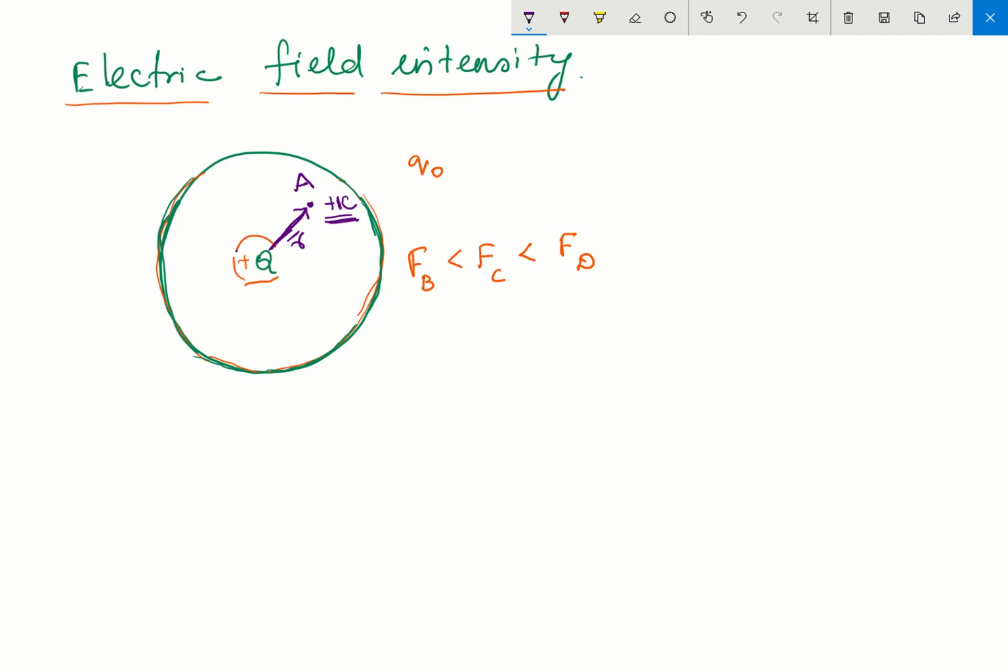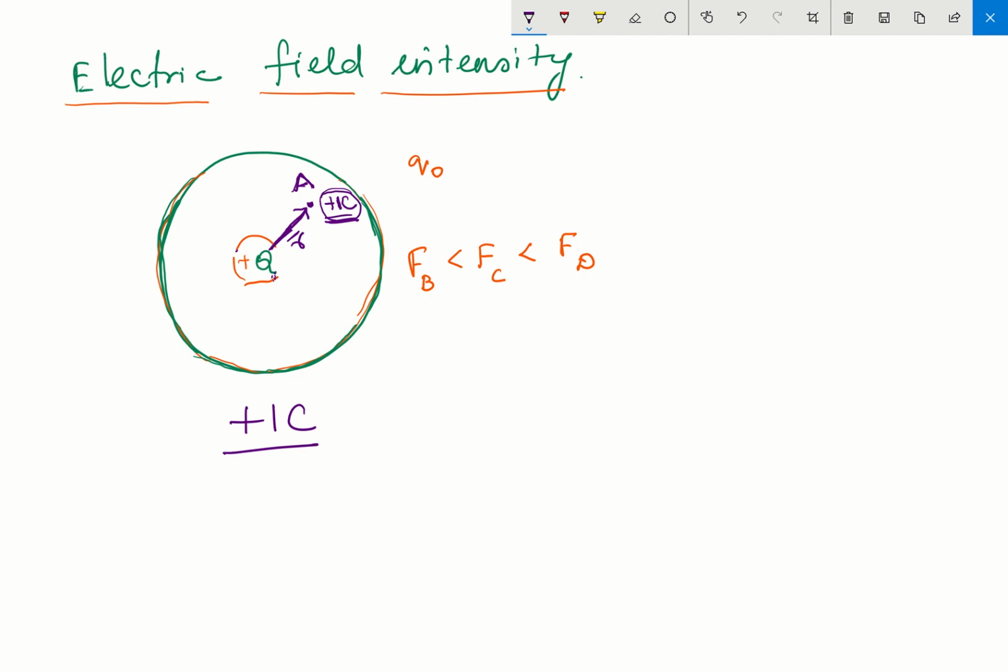Right. Okay. Therefore, as I told you, you have to keep a unit positive charge and see what force is experienced by it. But the problem is, practically, a unit positive charge is a very large charge. It cannot be a test charge, definitely. Why? Because it is a very large charge, it has a very strong electric field around it. When you keep a unit positive charge at A, definitely its presence will influence our original charge.